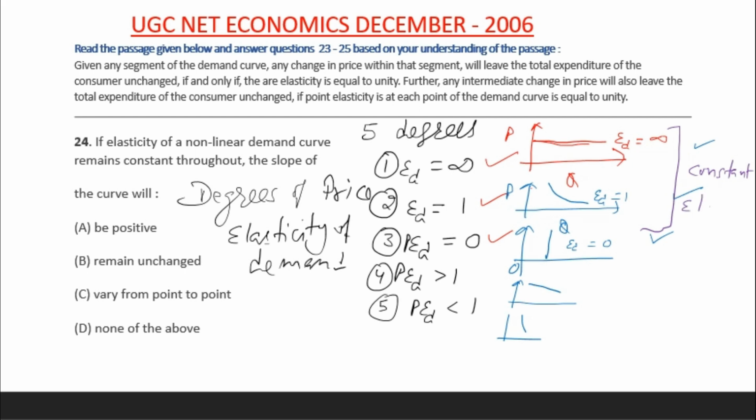That is, on the demand curve you can go anywhere and this will remain constant. Suppose you are at this point, this point, or any point in the second diagram, the value of elasticity won't change, it will remain the same. So now the question is, they are asking if elasticity of a nonlinear demand curve remains constant. That means they are asking about the second situation, when elasticity is 1, unitary elastic demand curve.